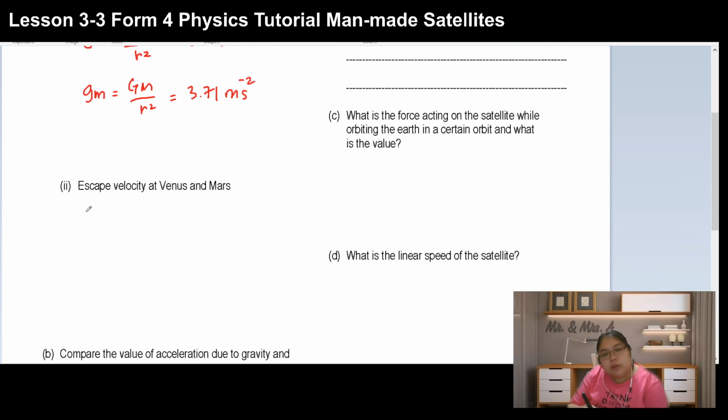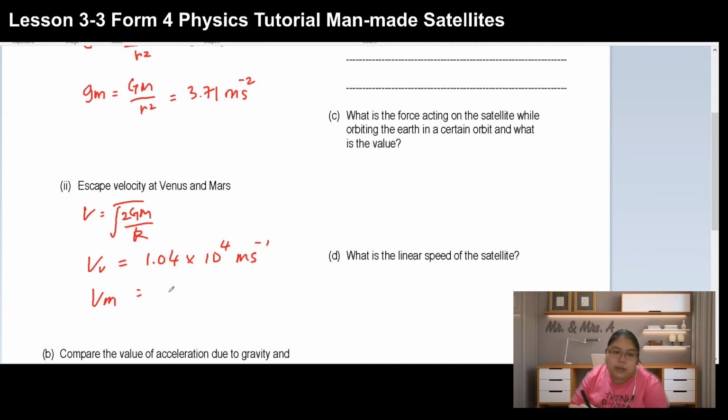Okay, now we go to the escape velocity. For escape velocity, we just have one formula: v equals the square root of 2GM over R. So the first one, for Venus, the answer is 1.04 times 10^4 m s^-1. Okay, for Mars, there should be 5.02 times 10^3 m s^-1.